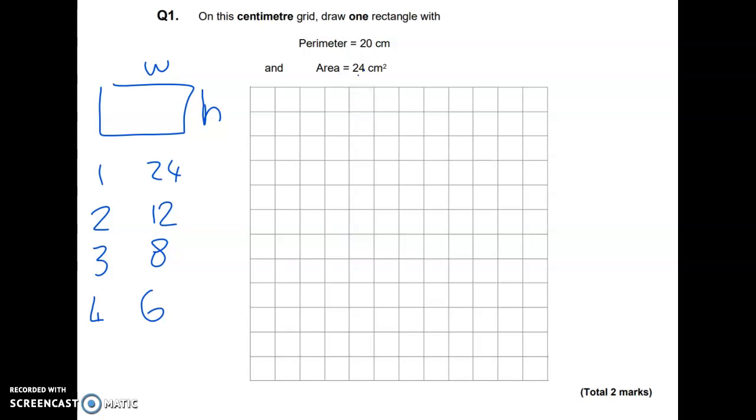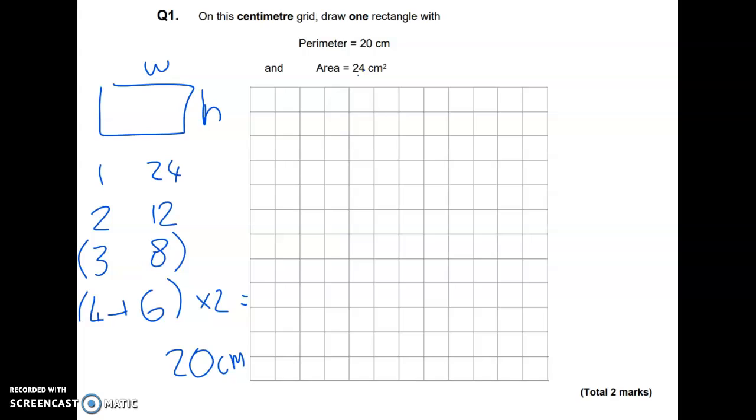So we want a perimeter of 20. So basically, these two numbers added together times by 2 would give us 20. So actually 4 plus 6 gives us 10, times by 2 gives us 20. So actually that tells us straight away that that's the one we want.